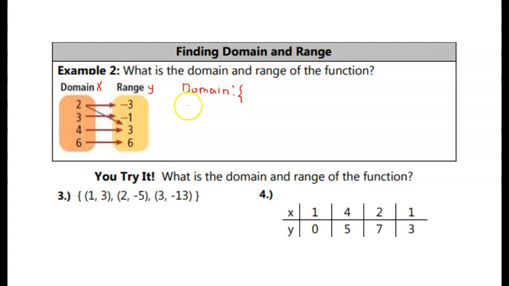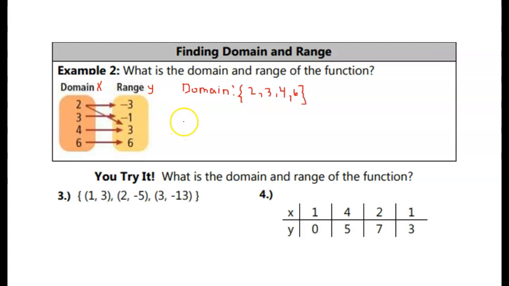Here we go. If I look, in my x values, I have 2, 3, 4, and 6, and they're already from least to greatest. So I'll have 2, 3, 4, and 6, and then I'll end it with a bracket.